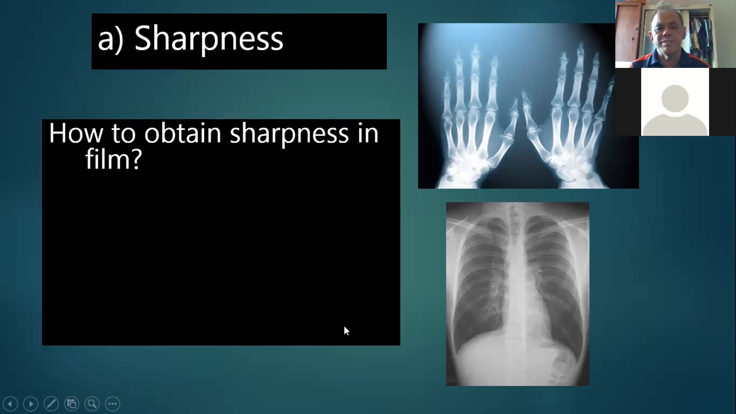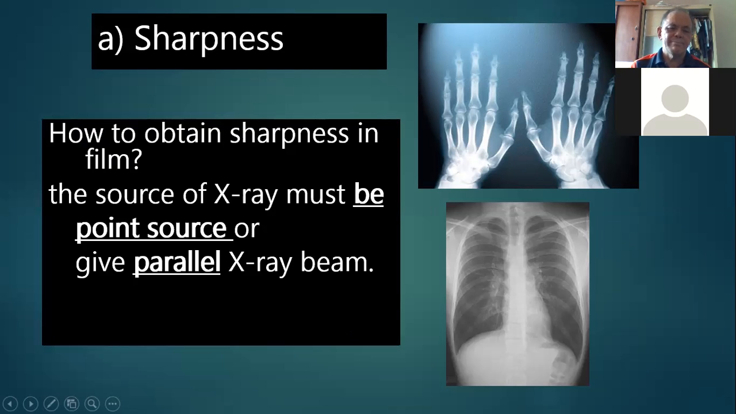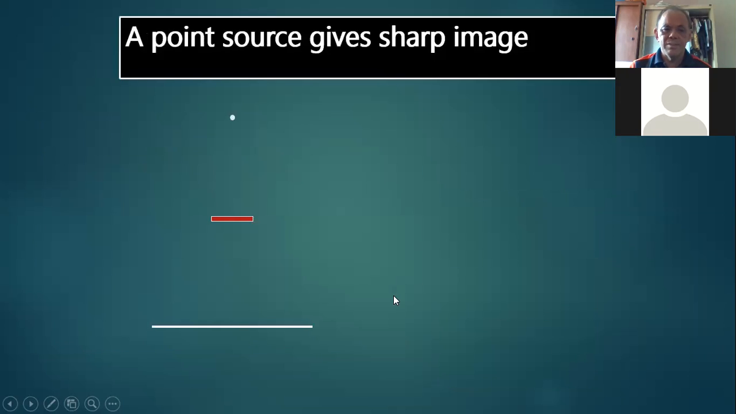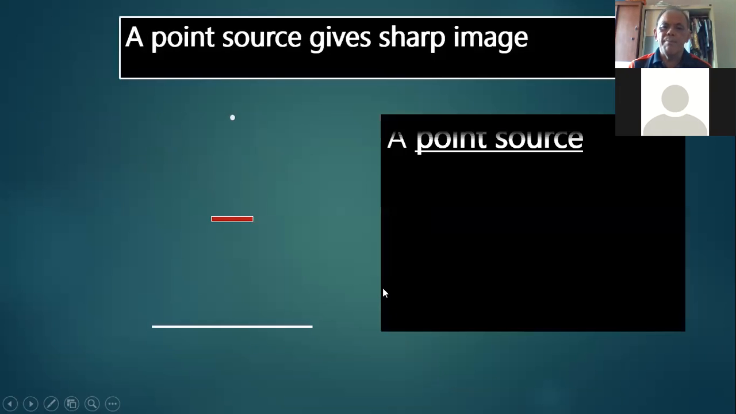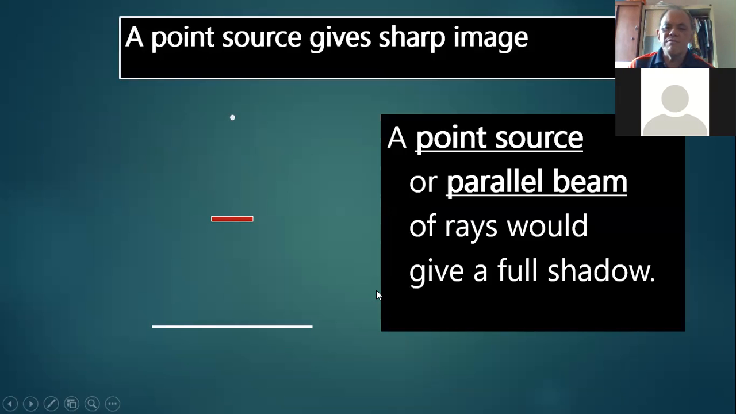How do we obtain sharpness in the film? The source of X-ray must be a point source. That's important, we'll see point source in a while. Or a parallel beam of X-ray. A point source or parallel beam of X-ray would give a full shadow. That's your point source, that's your object, and then there's your X-ray film.